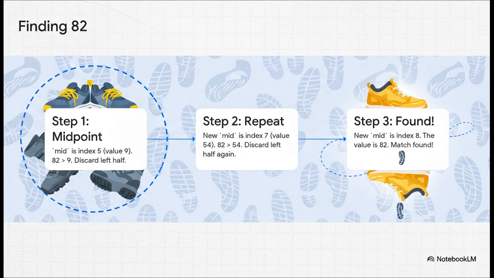First step, we jump right to the middle, which is index 5. The number there is 9. Okay, is our number 82 bigger or smaller than 9? It's bigger, right? So we know it can't be anywhere in that first half. Poof! We just eliminated half the list. Our search is now just from index 6 to 9. Let's do it again. The new middle is index 7, where the value is 54. Again, 82 is bigger, so we throw away that new left half. All that's left is index 8 and 9. We check the middle, index 8, and bam, there it is. The value is 82. We found it. It only took us 3 checks to search the whole thing.